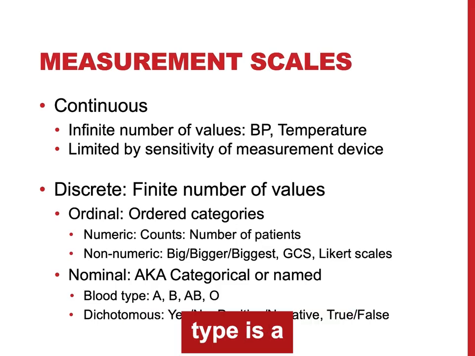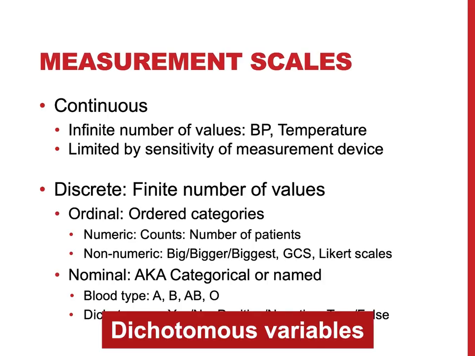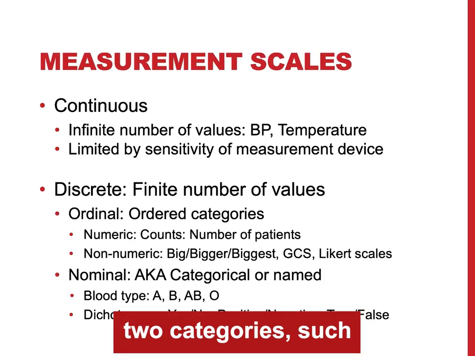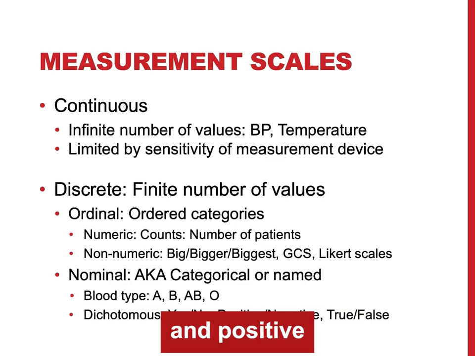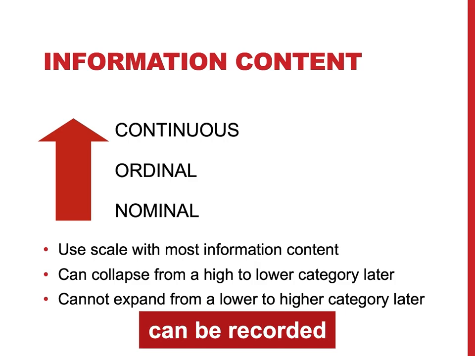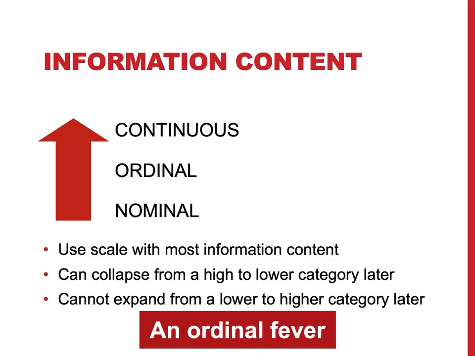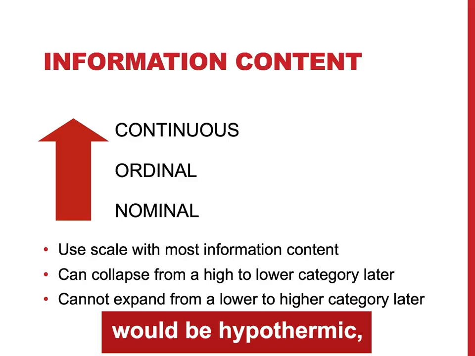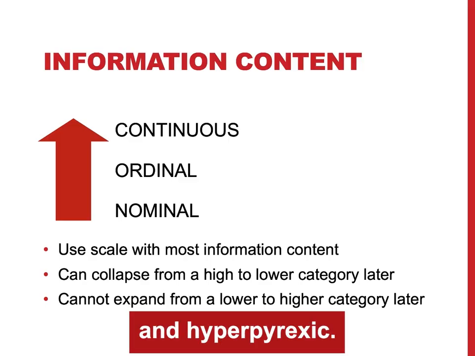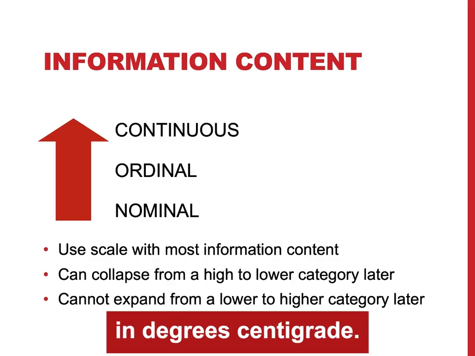For example, blood type is a nominal variable consisting of type A, B, AB, and O, with no inherent order among them. Dichotomous variables are nominal variables with only two categories, such as yes or no, and positive or negative. The variable fever can be recorded as a nominal, ordinal, or continuous variable. A nominal fever variable would include febrile and afebrile. An ordinal fever variable would be hypothermic, afebrile, febrile, and hyperpyrexic. A continuous fever variable would be temperature in degrees centigrade.